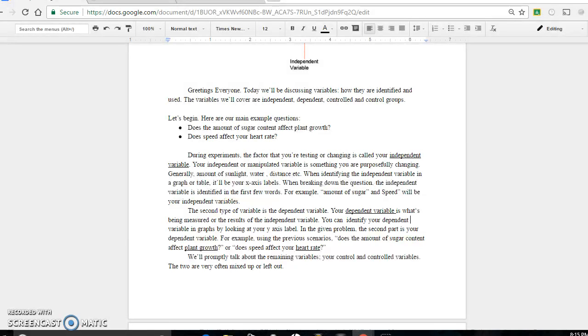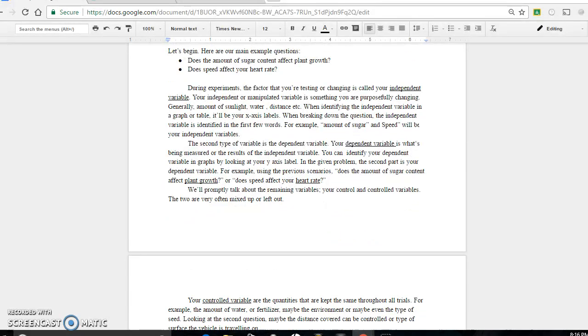Your plant growth would be your dependent variable, because that is what is being measured of the sugar content. So as the sugar content changes, how does it help or hurt the plant? And your heart rate would be the dependent variable of speed, because if you slow down, will your heart rate slow down? Or if you increase the speed, how much faster will your heart rate increase? So those are only our first two variables. So our remaining variables are your control and your controlled variables.